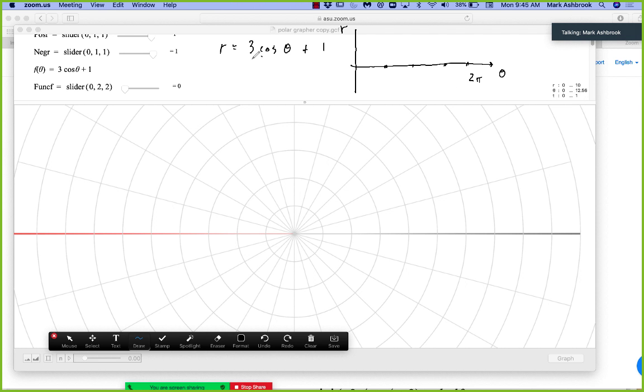Okay, and so then we look at this and we say, what's the midline, the max, and the min? So what's the midline of this graph, 3 cosine theta plus 1? Is it y equals 1? Yeah, so we know the midline of just cosine is 0, and now everything's moved up 1. So our midline will be 1.